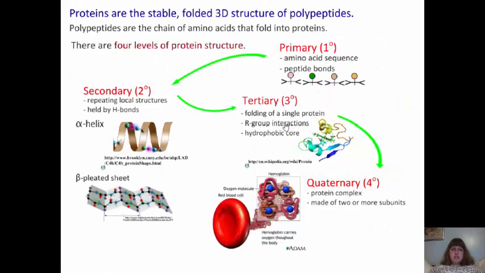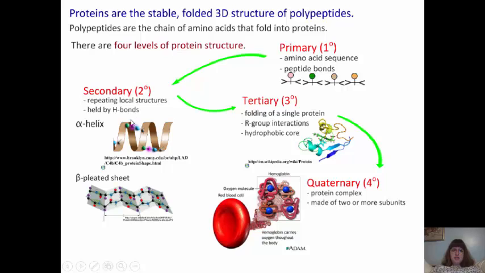All right, so proteins, we get this amino acid chain, and we call it a polypeptide chain. That's our protein. But to actually get the fully functional protein, it needs to be a folded three-dimensional structure of the polypeptide chain. So we start with the first level of protein structure, which is a primary chain, and that is just the amino acid sequence, and the amino acids are held together by peptide bonds. So that's called primary structure.